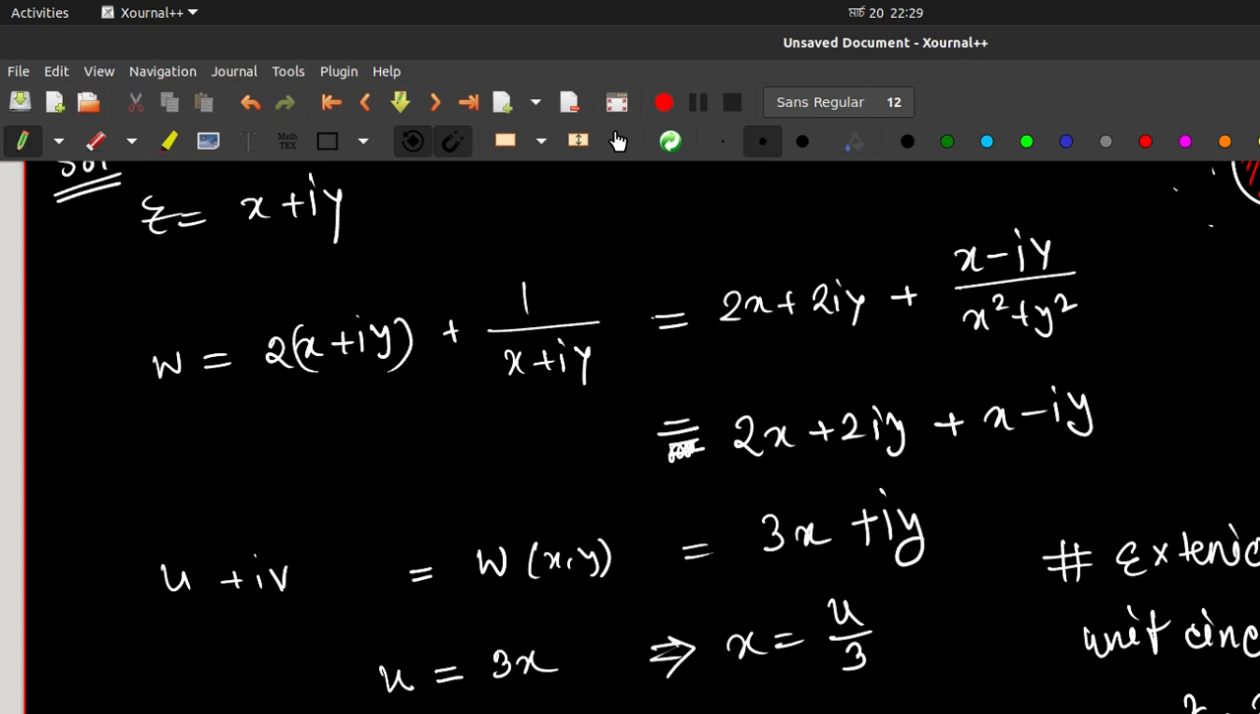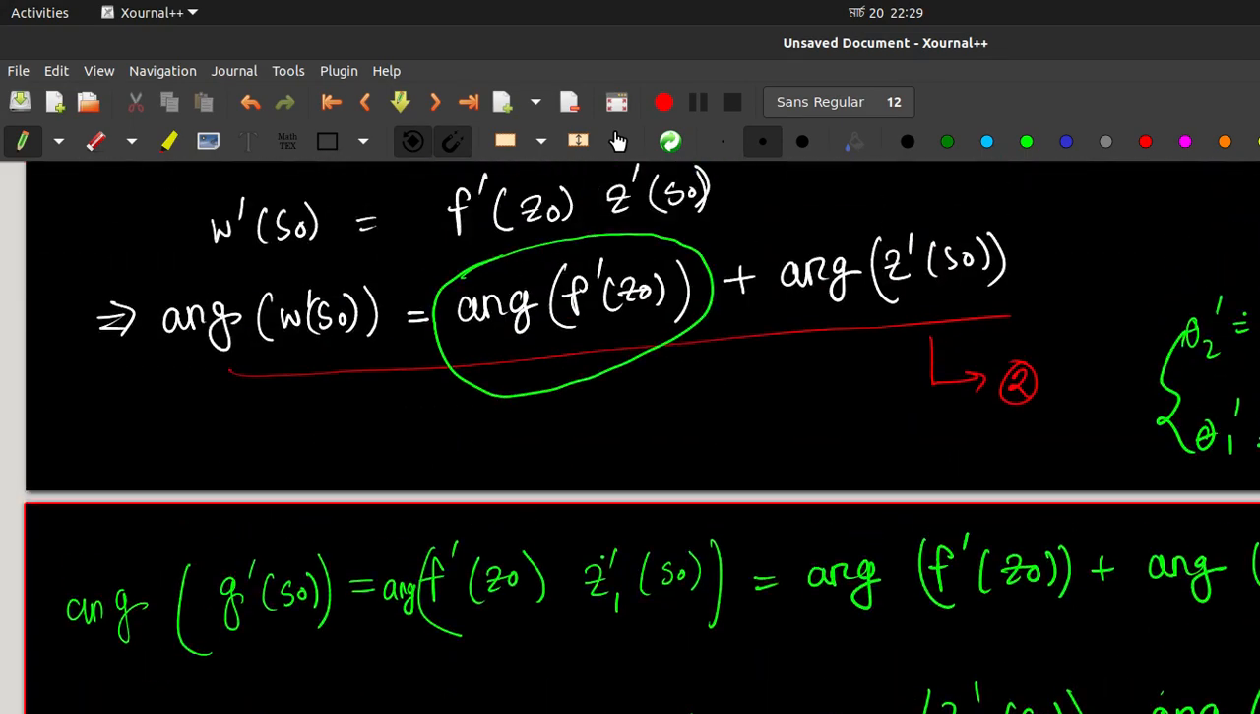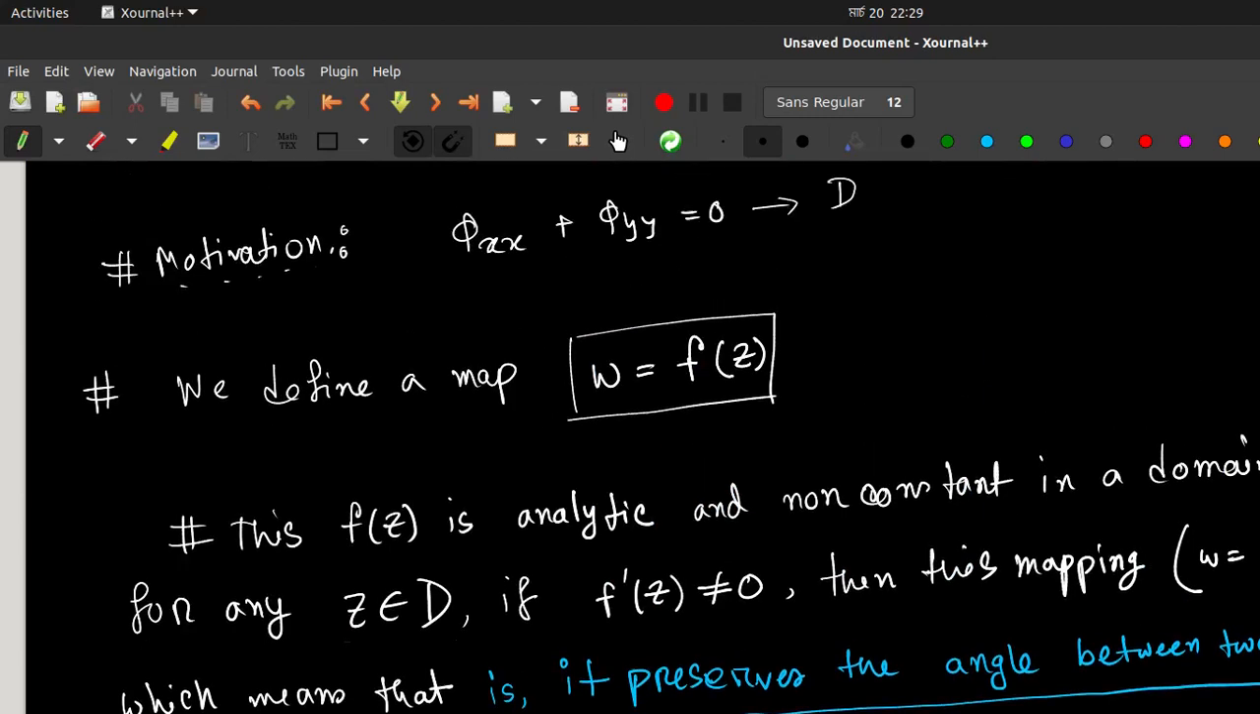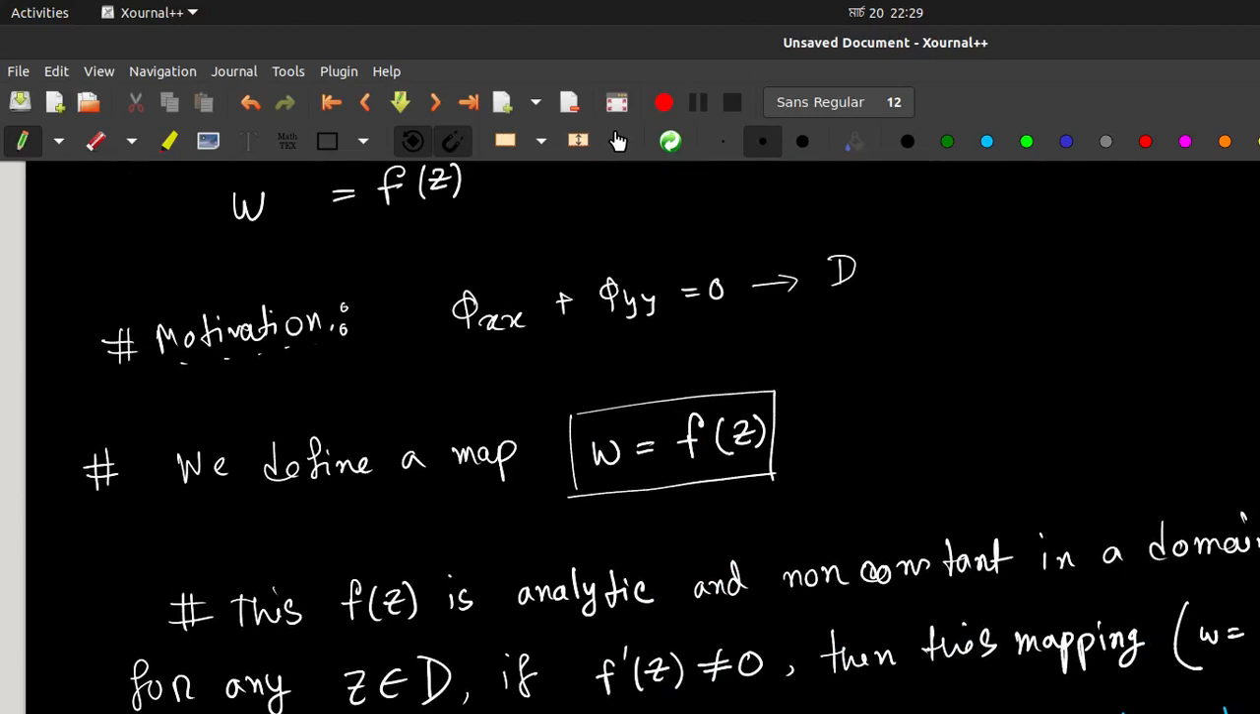So this will be it for today, and in the next lecture we're going to see some conformal mappings where this restriction of the derivative not being 0 will be lifted. Thank you.